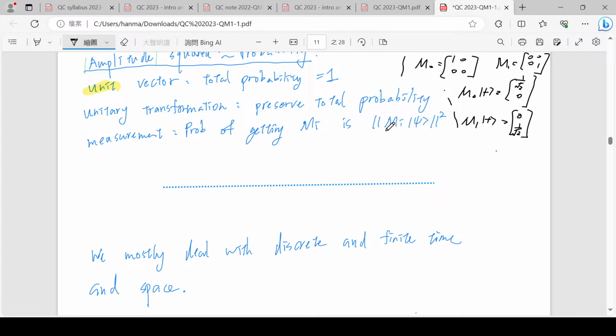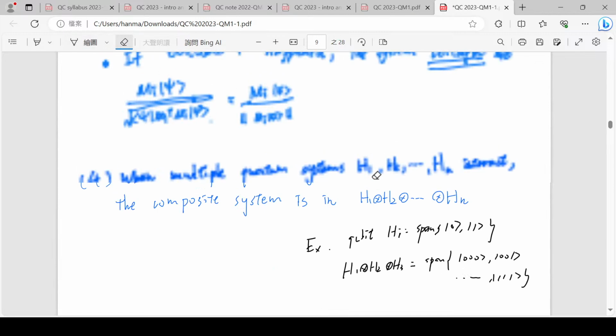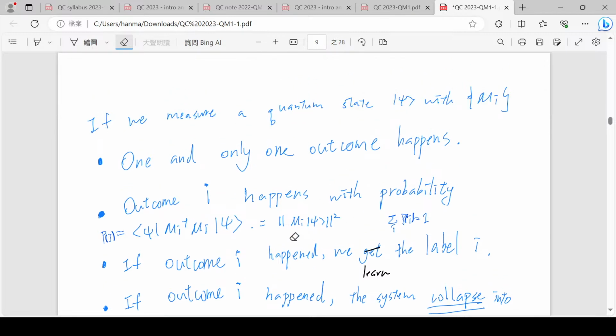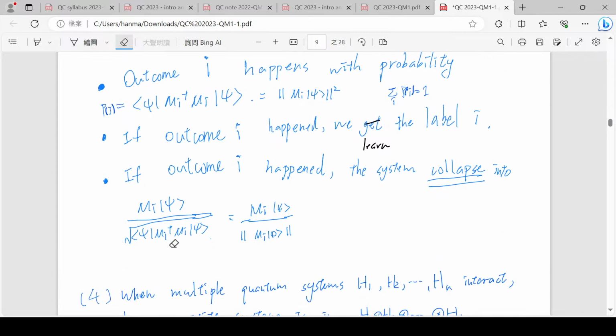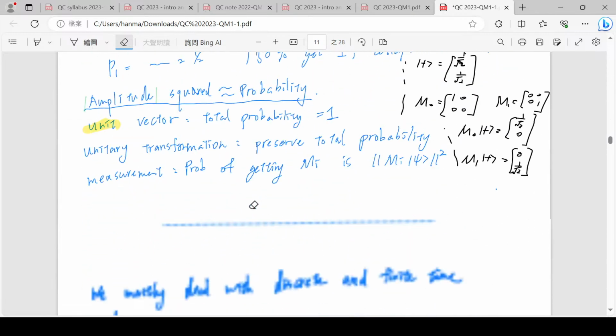As you see, the last day we have a much nicer form, M_i |psi>, instead of those ugly expressions where we say the probability is this thing and the collapsed state is this thing. Those are more complicated notations, but you can remember that you can calculate them from just this M_i |psi>. The probability is its norm squared, and you can renormalize it by dividing by the square root of the probability.